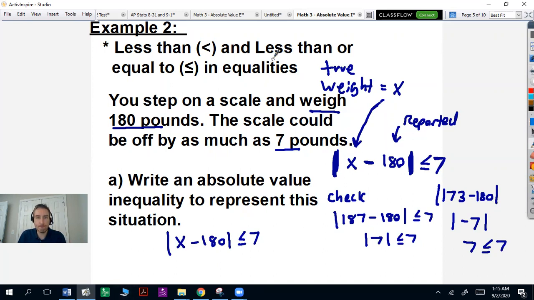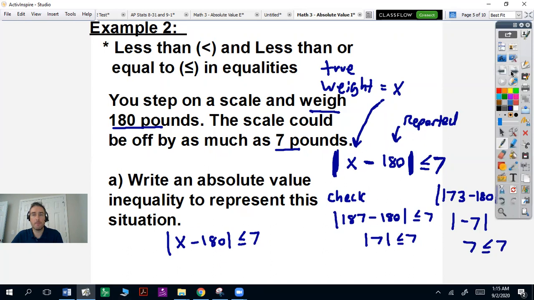All right. So now let's talk about the next steps for that. That's your inequality. That's your reported weight. And then you have your true weight, and then this is going to be how much it's off by. Let me circle that answer.